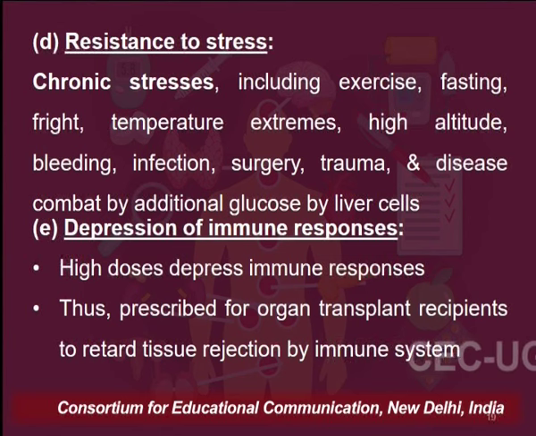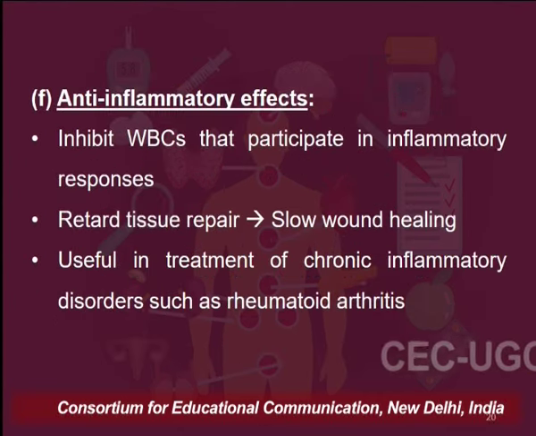It also helps in dealing with chronic stresses, including exercise, fasting, fright, temperature extremes, high altitudes, bleeding, infection, surgery, trauma and disease, by providing additional glucose from the liver cells. It also helps in depressing the immune system, immune responses. So, if you could recall, during COVID time, these steroids were given. So, it was these glucocorticoids only, which were given to suppress the immune system, and therefore these are also prescribed for organ transplant recipients for retarding the tissue rejection by the immune system.